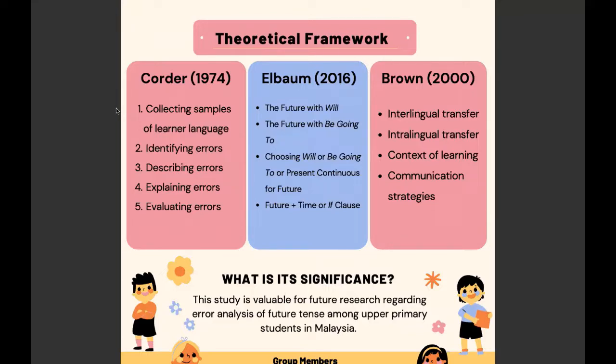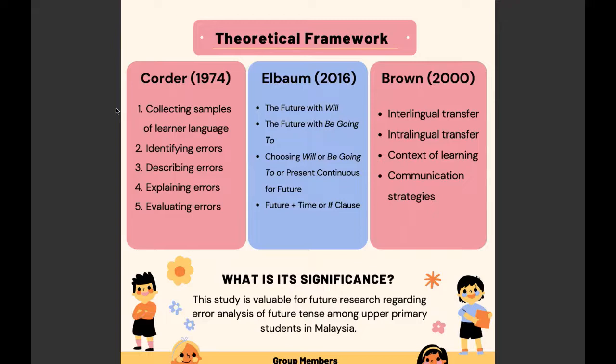I'm going to continue with the next framework, which is from Brown in 2000. So, Brown classifies factors of errors into 4 types, which are interlingual transfer, intralingual transfer, context of learning, and communication strategies. So the interlingual transfer mostly occurs in the early phases of learning different languages. This is because the learner's knowledge about the first language is still firmly set.